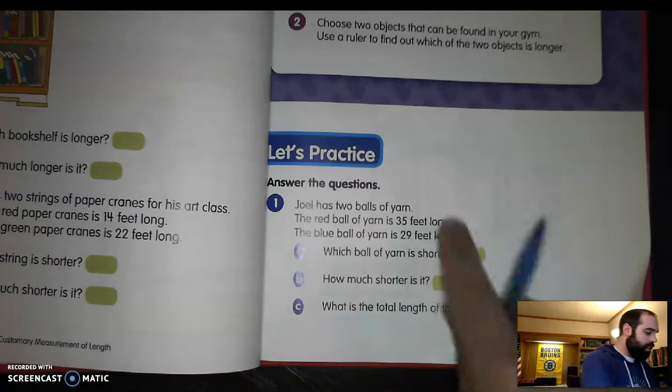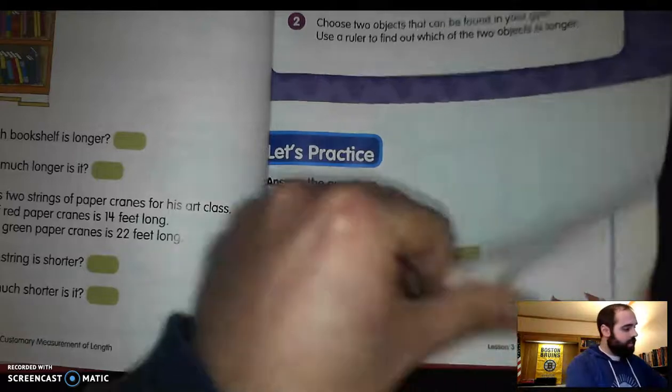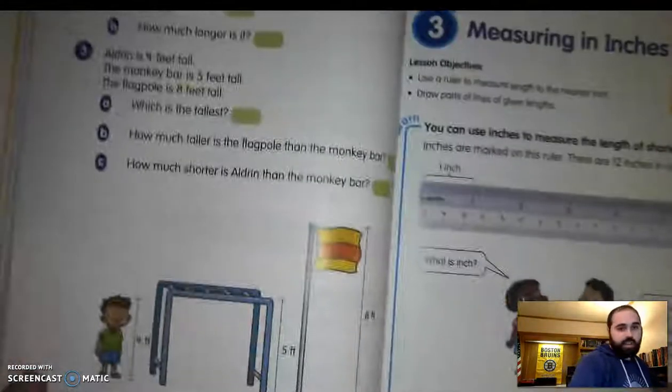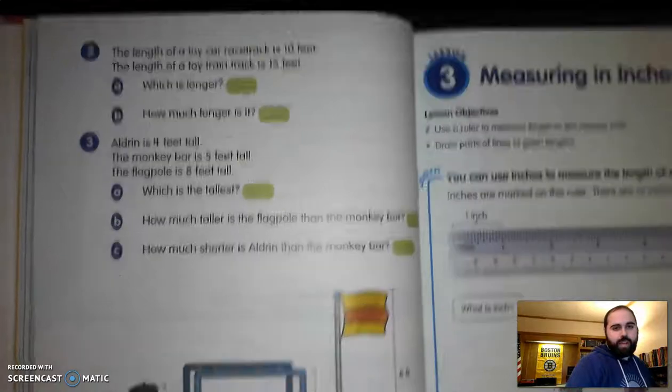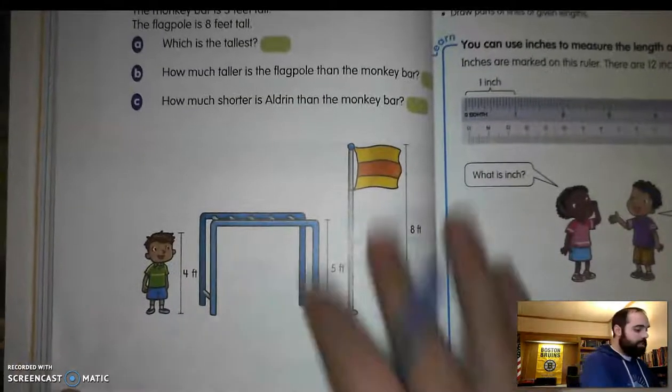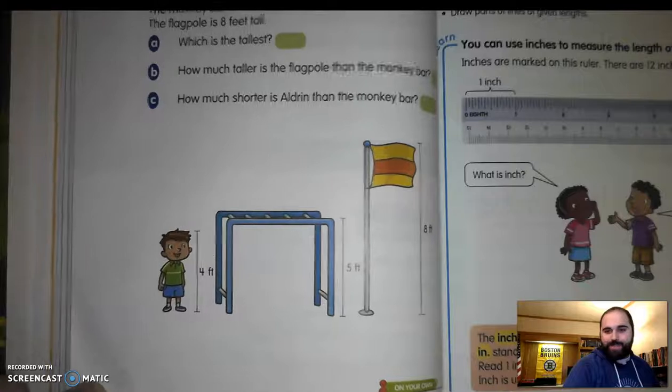So you're going to be working on question 1, which is pretty similar to what we just did. Flip the page. Then you have question 2 and 3. And you'll notice that actually 3 has a nice picture to go along with it. So that'll really help you guys with that one, okay?